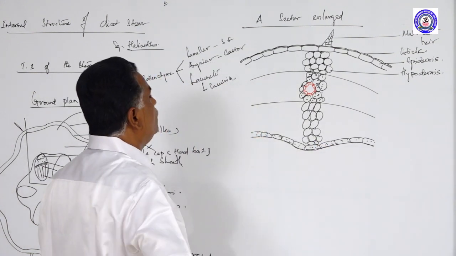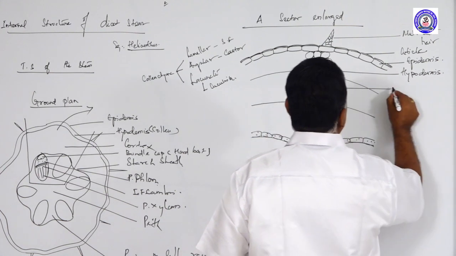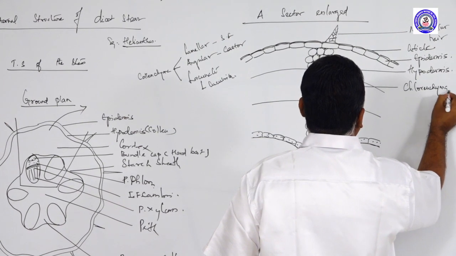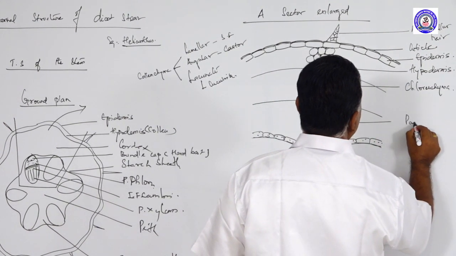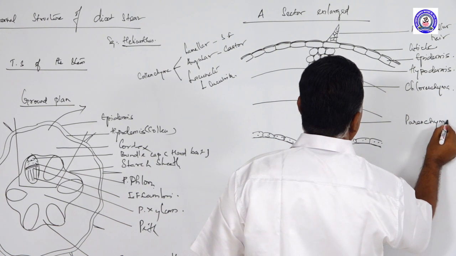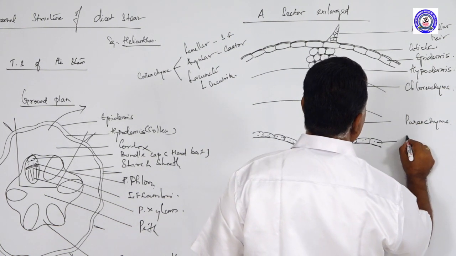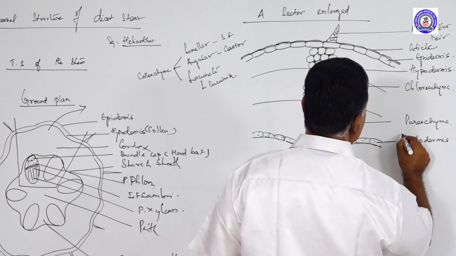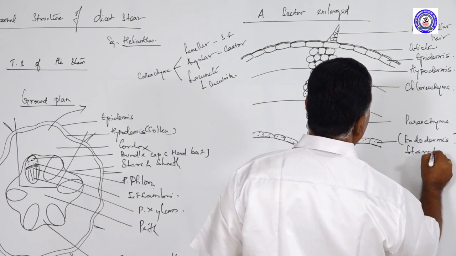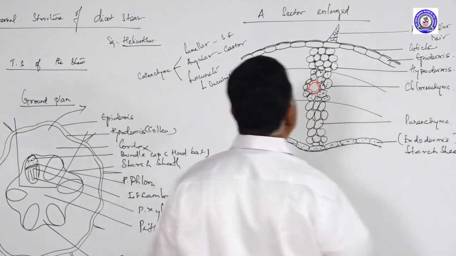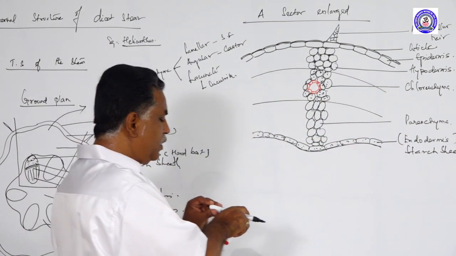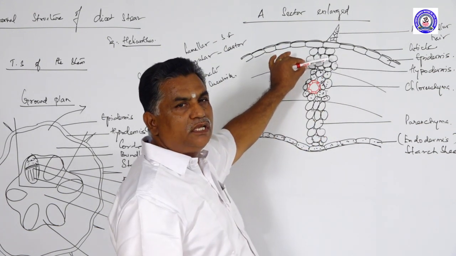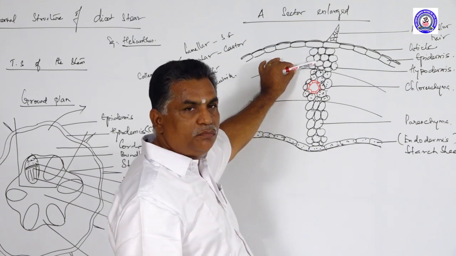Right. See here, as I said, this is chlorenchyma, and this is just parenchyma. Cortex ends with endodermis, but it is generally called starch sheath. As I said, the hypodermis is made up of collenchyma. Its function is giving mechanical support and flexibility to the plant.